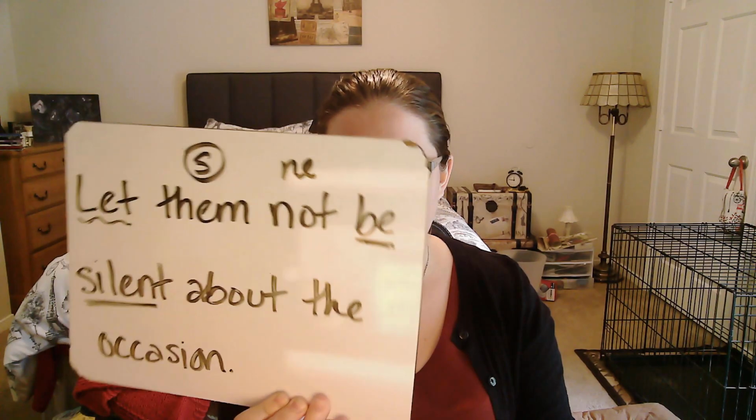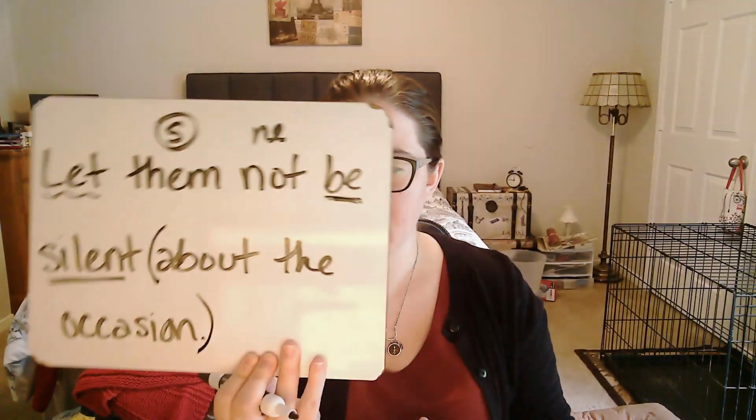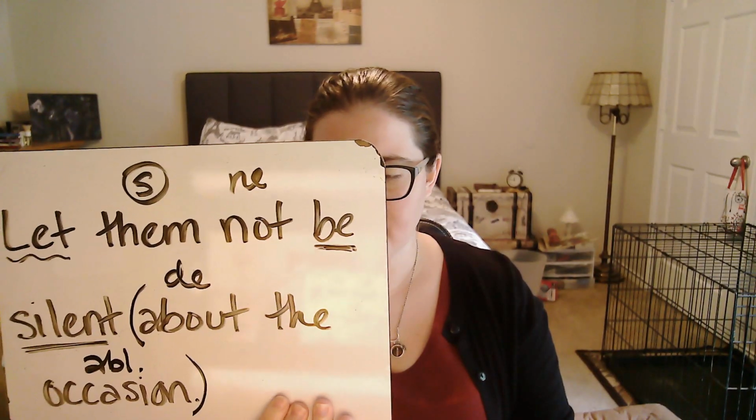We also need to note this not here, which will give us a ne at the beginning of our sentence to make this a negative jussive subjunctive. All that we have left is the about the occasion here, which is a prepositional phrase, so I'm going to bracket that off. That's the preposition de, and de takes the ablative, so I'm going to note that above occasion.